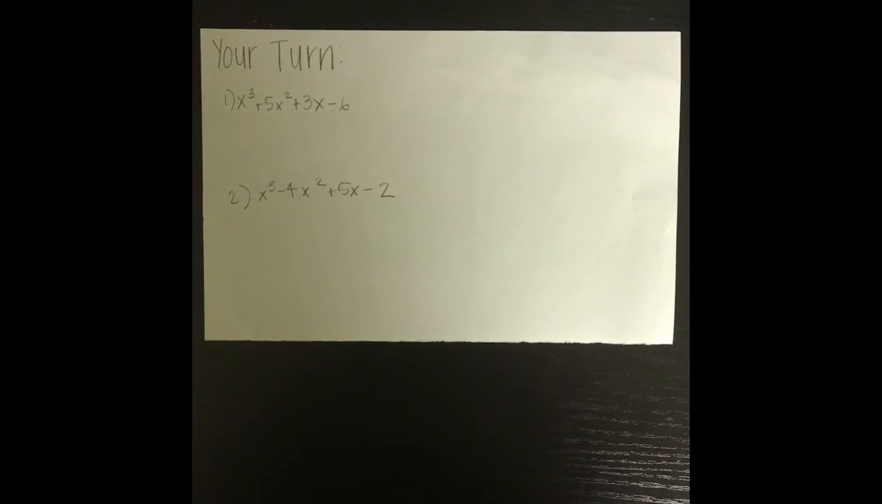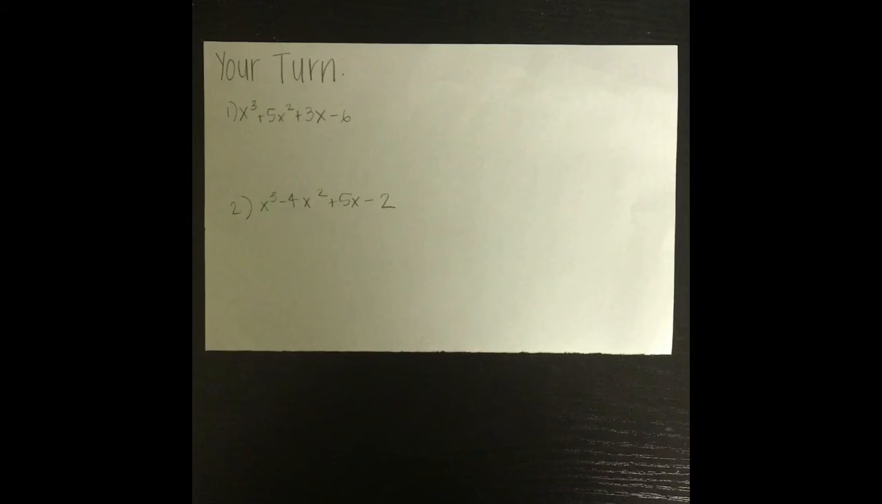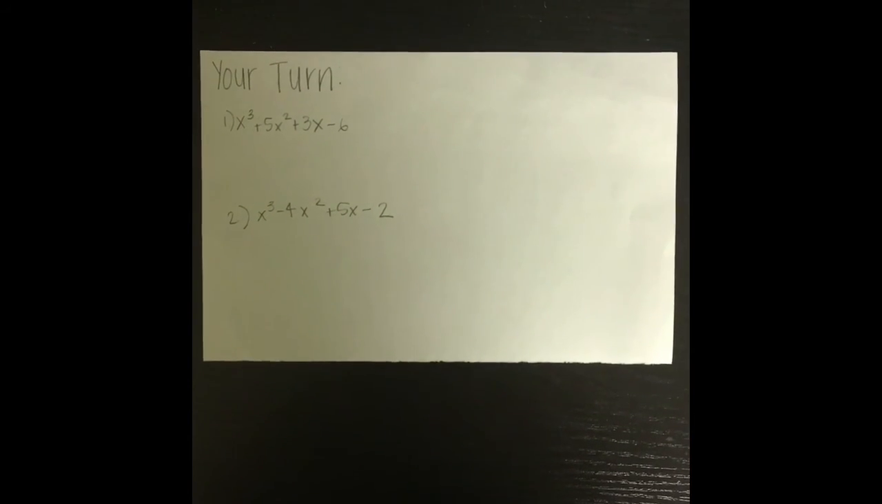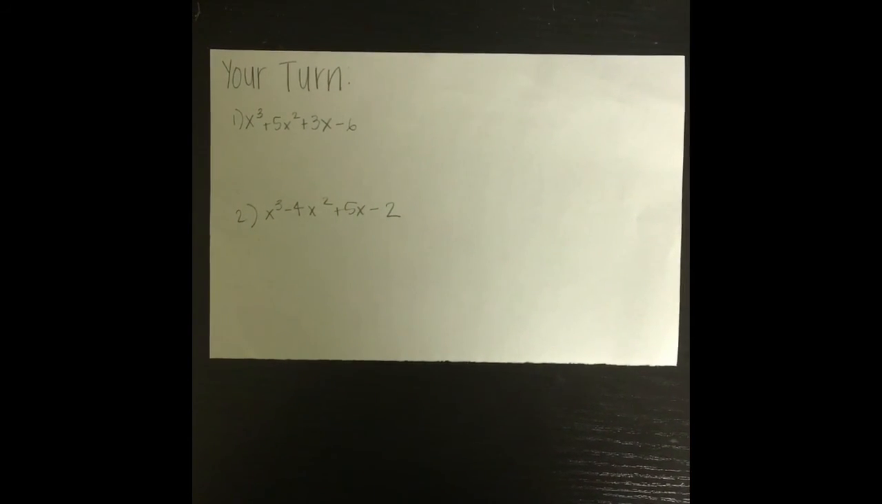It's your turn. So the first one is x to the third power plus 5x squared plus 3x minus 6, and the second is x to the third power minus 4x squared plus 5x minus 2. I have all the answers in the captions below.